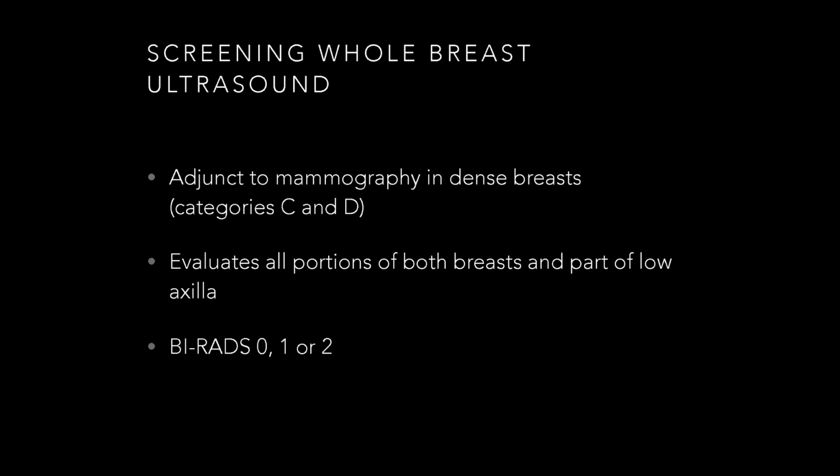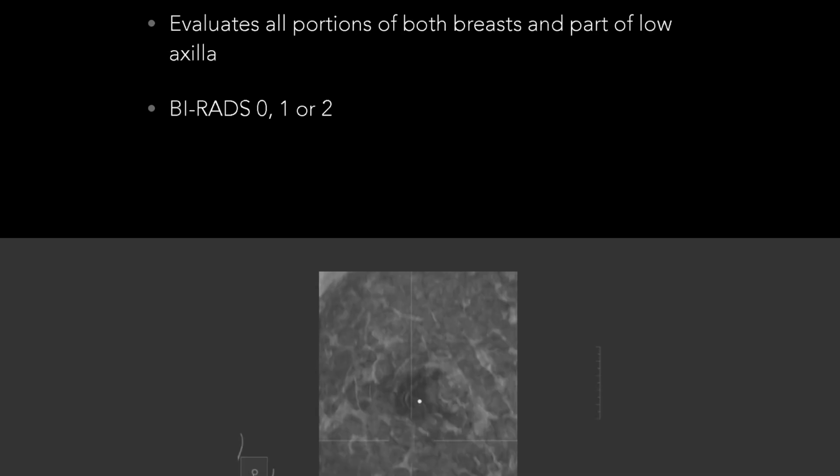So we do screening whole breast ultrasound as an adjunct to mammography and dense breast. So that's category C and D. And since it's a screening exam, we're evaluating all portions of both breasts. And then we also look at the low axilla to look for any abnormal lymph nodes. So as in the screening mammogram, this exam should be a BI-RADS 0, 1, or 2.